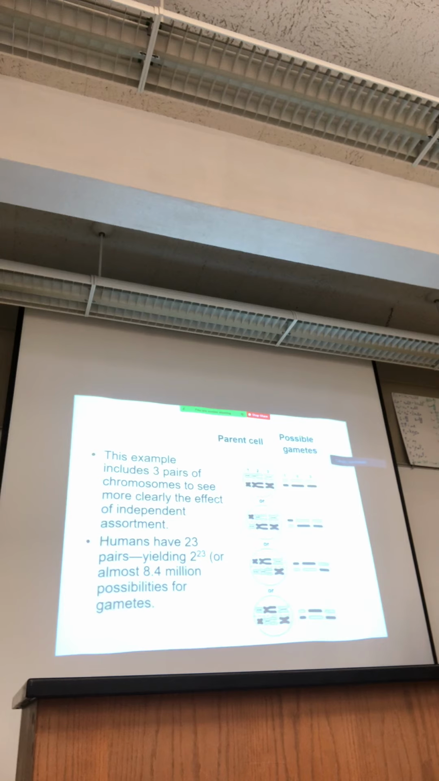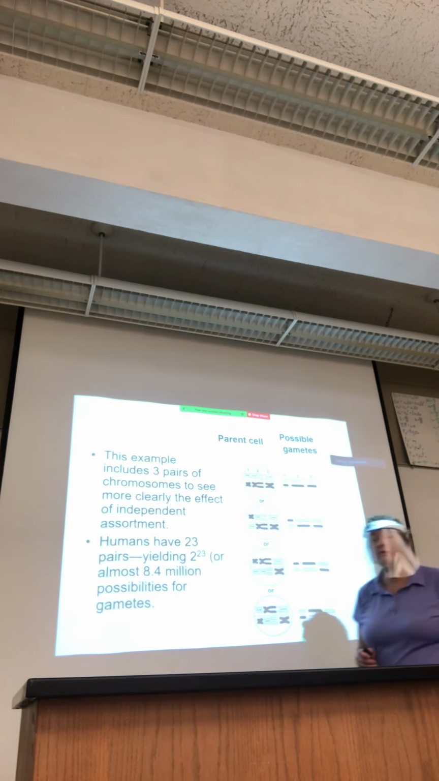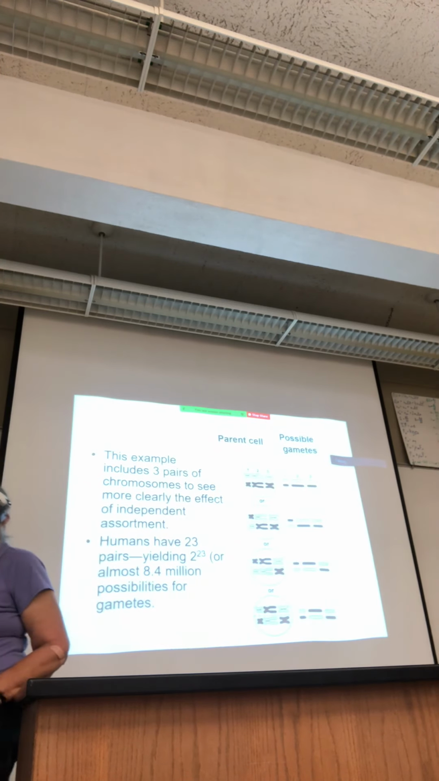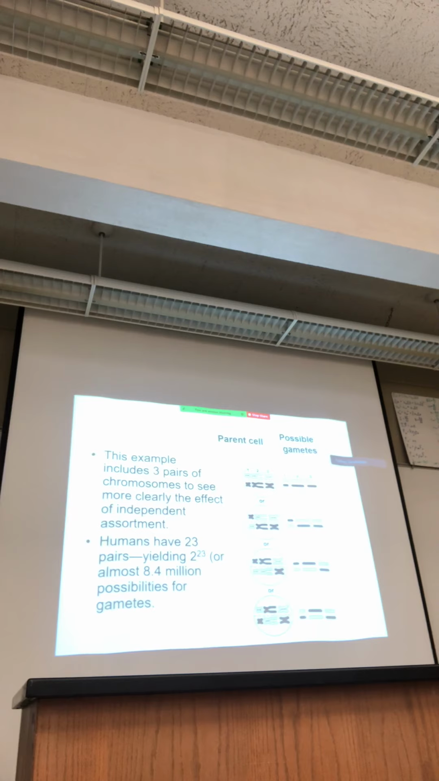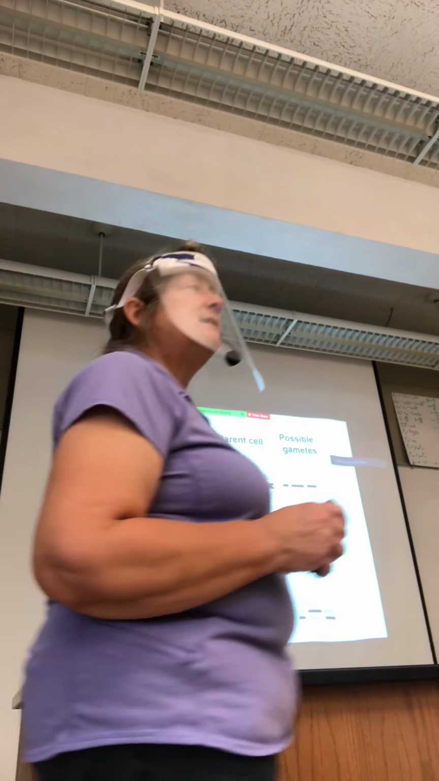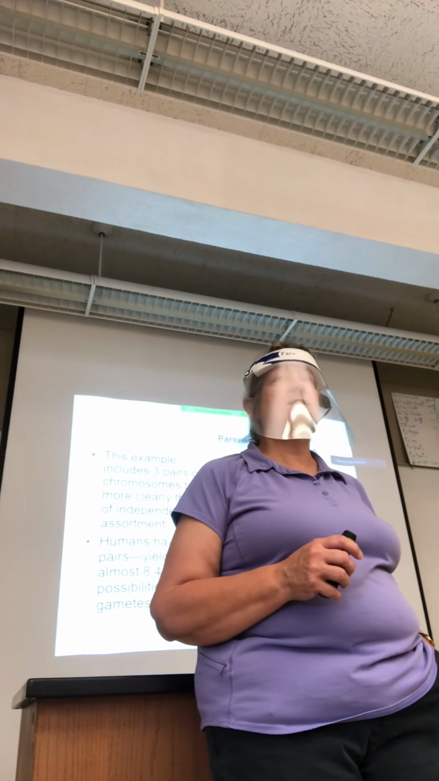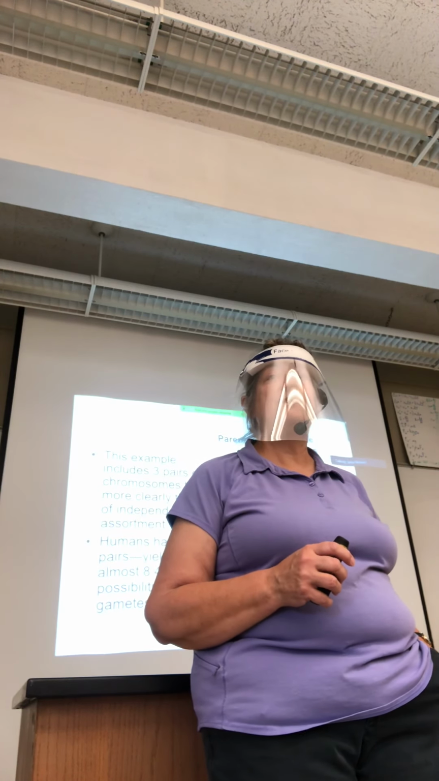Well, how many pairs of chromosomes do humans have? 23. 2 to the 23rd power is almost 8.4 million. It's 8.3 something million. Let's put that in perspective. How many mature eggs does the average woman produce in her lifetime?